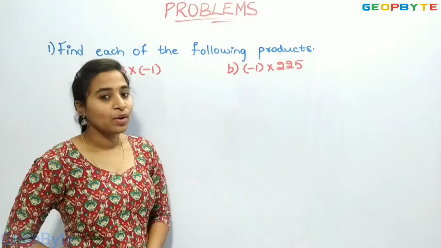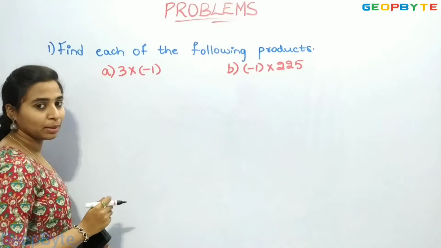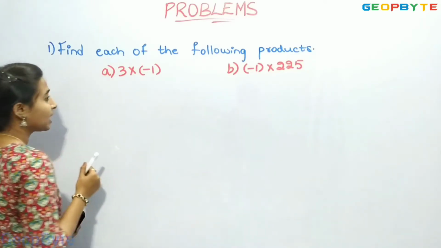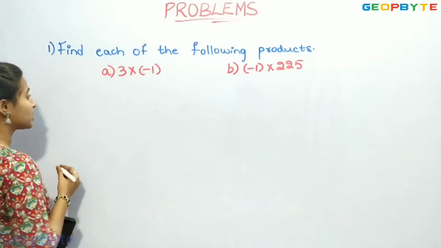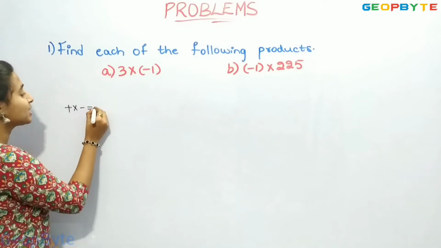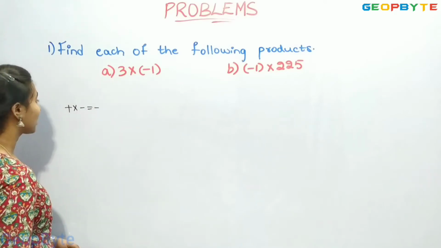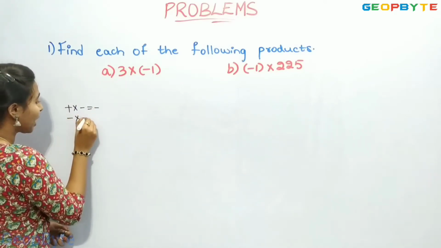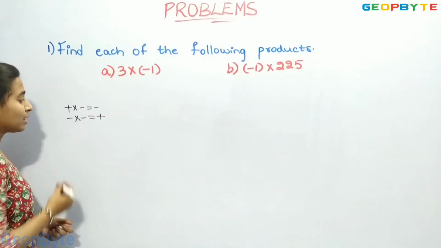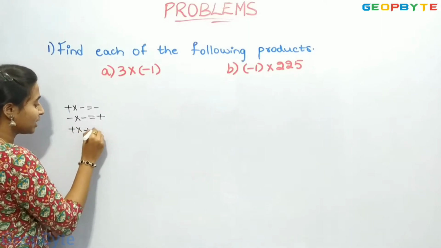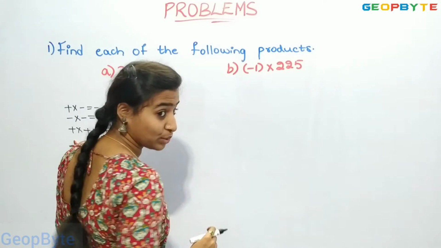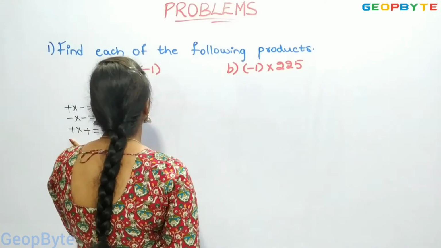Now, we have the first problem as 3 into minus 1. Before knowing this, let us know a few more rules. That is, plus into minus is minus. Minus into minus is plus. Plus into plus is plus. So, after knowing these rules, let us solve the problems.